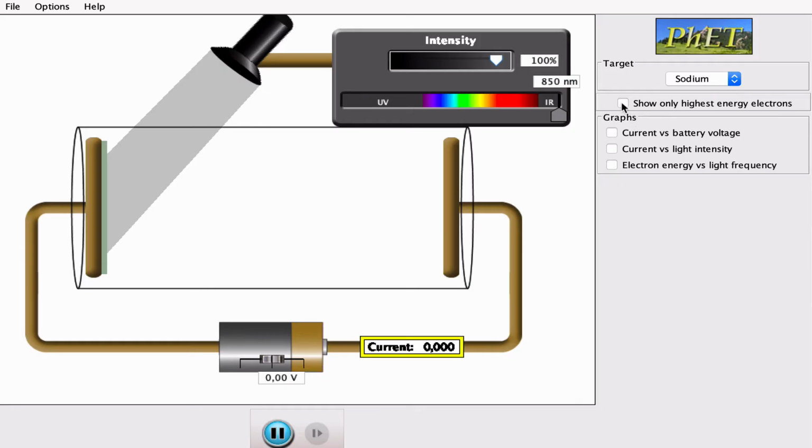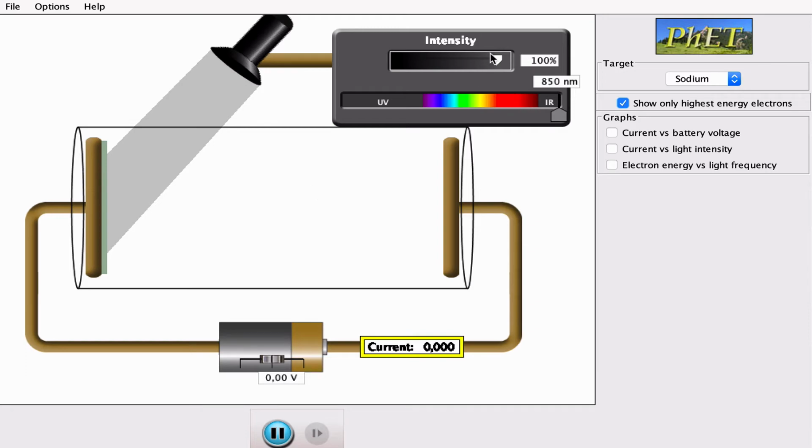Now, one thing I'm going to do is click on here, and I'm going to show only the electrons that have the highest kinetic energy. Those are the ones that come right off from the surface, and that's how we're going to calculate the work function. Those are the electrons we're going to use to calculate the work function. Okay, so here we go.